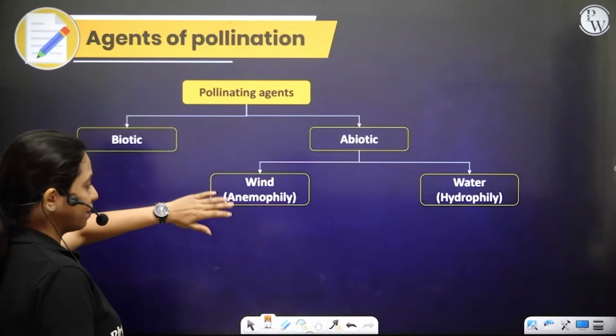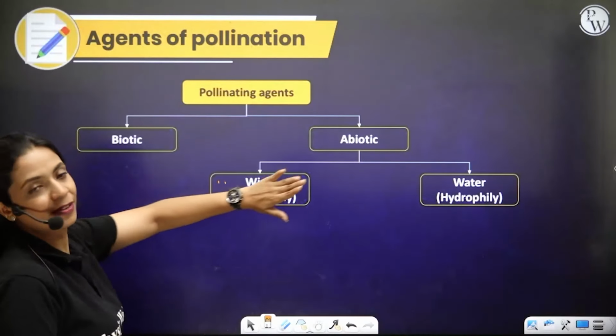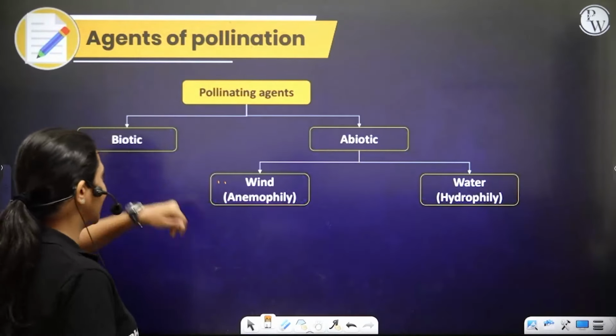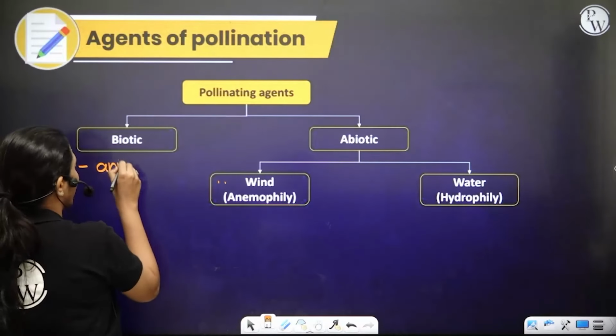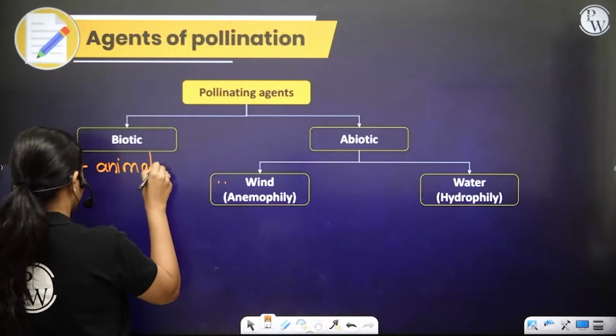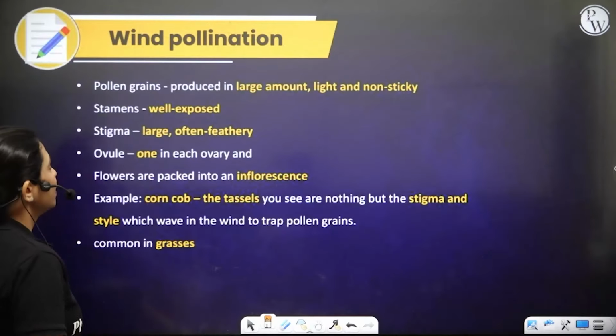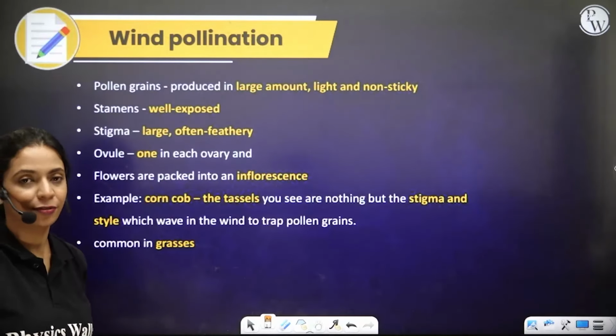If it is happening by wind, we call it anemophily. If it happens by water, we call it hydrophily. If it happens because of biotic agents like animals, we call it zoophily. Okay. Now let's talk about wind pollinated flowers.